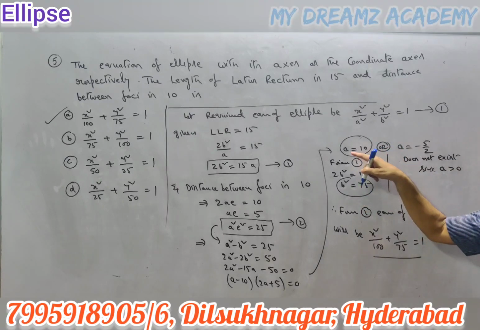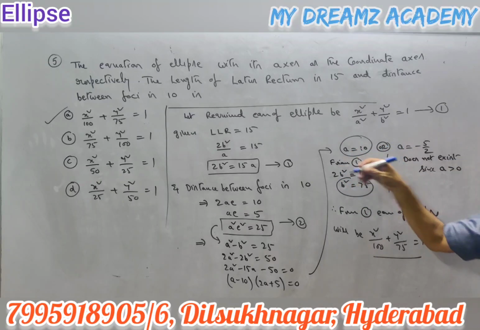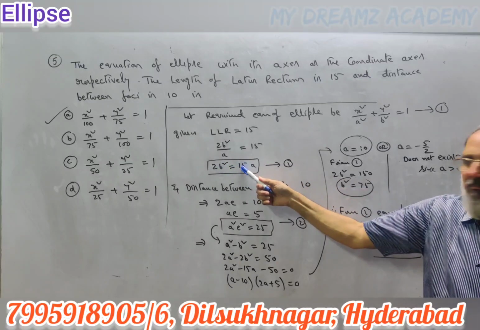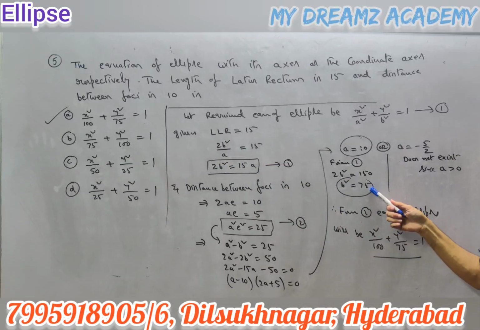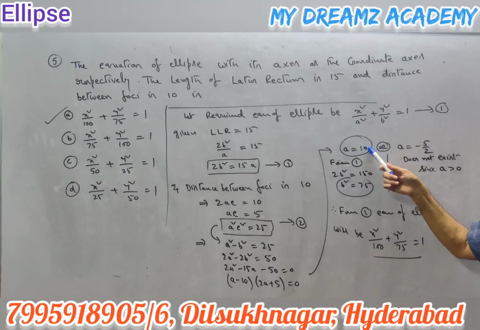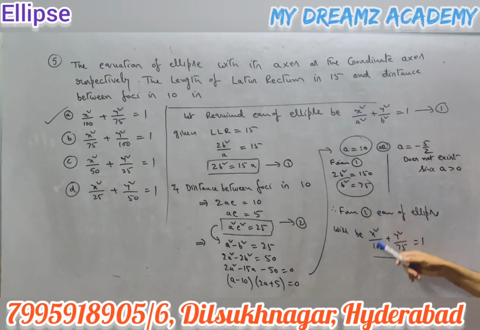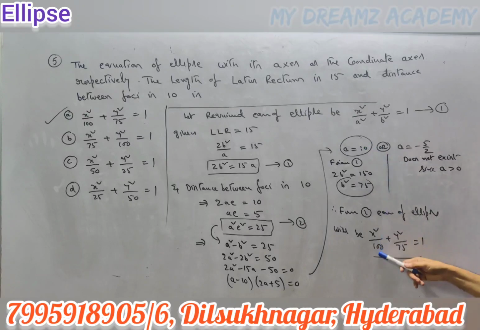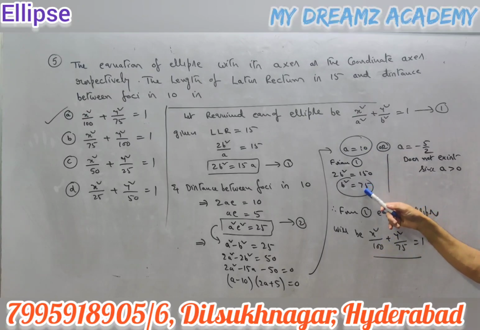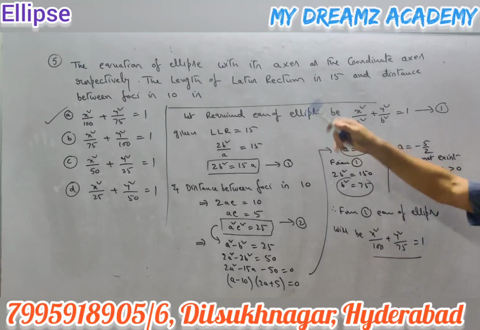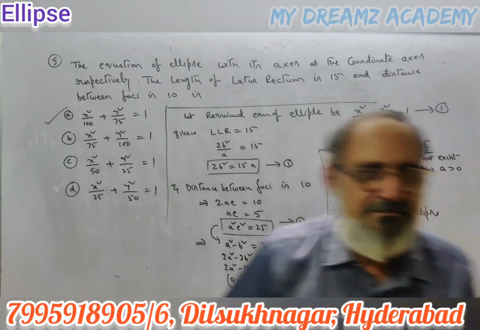The other option is a equal to 10. From condition 1, what is it? 2b square is 15a. From that we get b square. Hence, a is in hand, b square is in hand, so we can complete the answer. x square by a square is x square by 10 square, that is 100, plus y square by b square, that is 75, equal to 1. The option 1 is tallied.